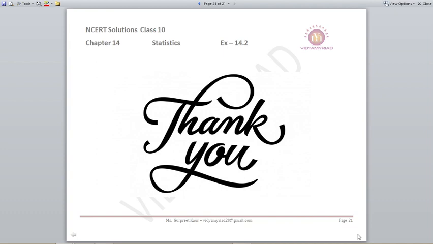That's all for this exercise, children. This was very easy. Just learn the formula, mark the information in the table itself. Based on the frequency, you will get all the information and do your calculations. Do lots of practice so that you become strong and you don't forget the formula.